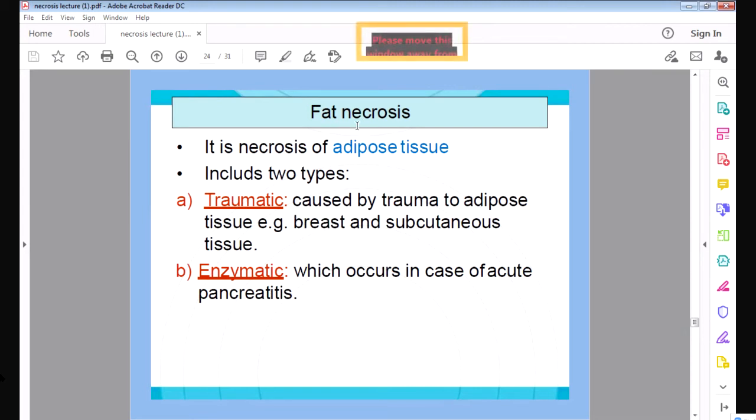So what is fat necrosis? It is necrosis of the adipose tissue, necrosis of the fat tissue, and it can be due to trauma. Whenever there is injury or trauma to the breast, the fat cells will die and rupture, and there will be traumatic necrosis. Secondly, they can also die due to enzymes. Whenever there is infection in the pancreas, the enzymes will be released, and the enzymes will damage the fat cells. So this is called fat necrosis. You should remember two important organs where fat necrosis is present: breast and pancreas.